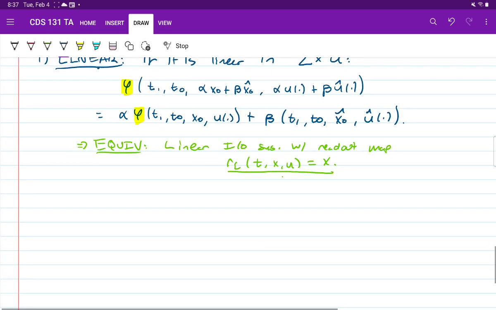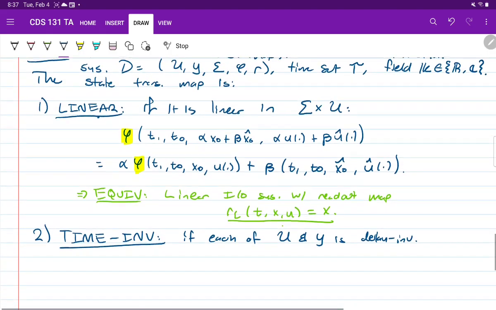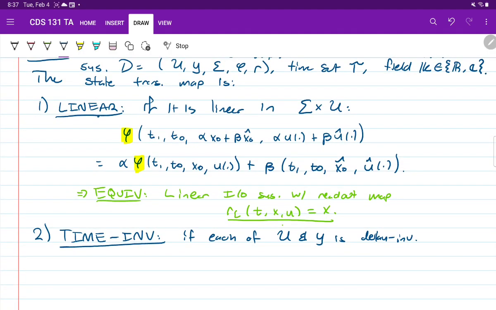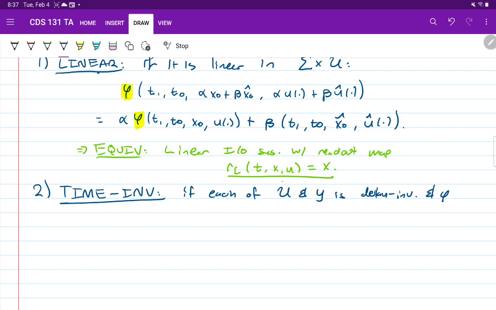Now we can do the same thing for time invariance, okay? So it's going to be time invariant if each of U and Y is delay invariant, right? So that means that if I shift any of the signals in U or Y, they remain in those sets U and Y. And the state transition map phi is delay invariant, okay?